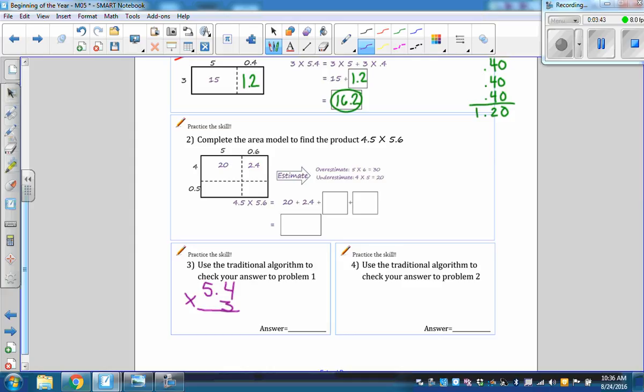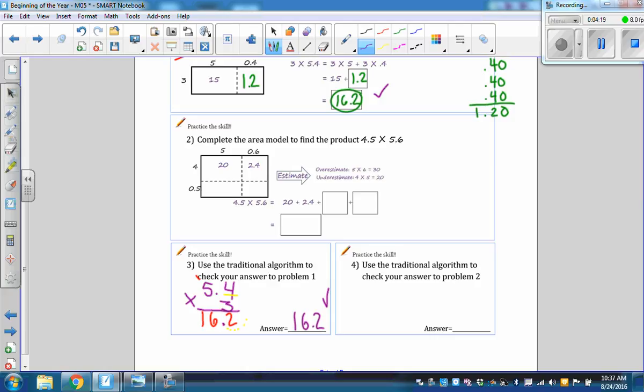So 3 times 4 is 12. I'm going to carry the 1. 3 times 5 is 15. And I have to add 1, which is 16. I have one digit in the problem after the decimals, which means I have to move in from the outside and put my decimal. So my final answer is 16.2. And it checks with my area model answer. That's a great place to use an area model because it's a simple decimal multiplication problem.